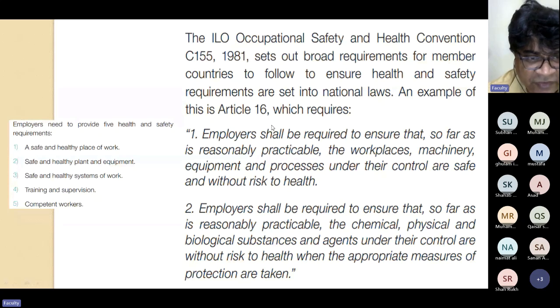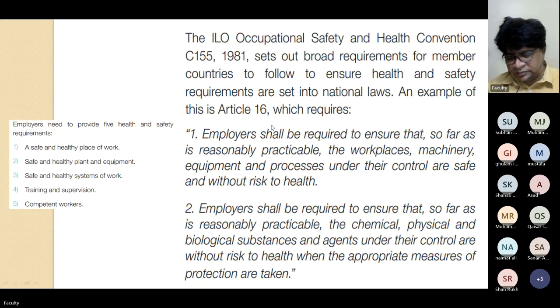Employers need to provide five health and safety requirements: a safe and healthy place of work, safe and healthy plant and equipment, safe and healthy systems of work, training and supervision, and competent workers. So the word competent also comes up frequently in safety discussion. Competent means, can anybody tell me? Who is a competent worker?